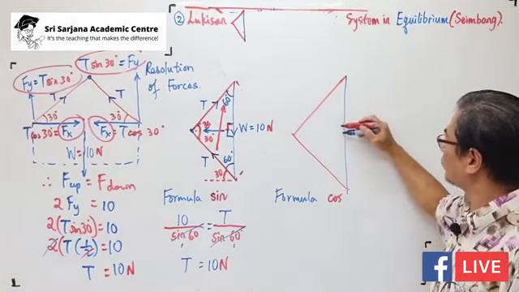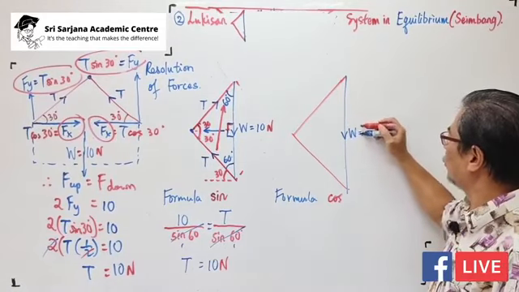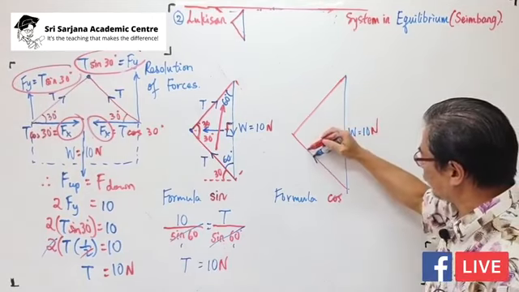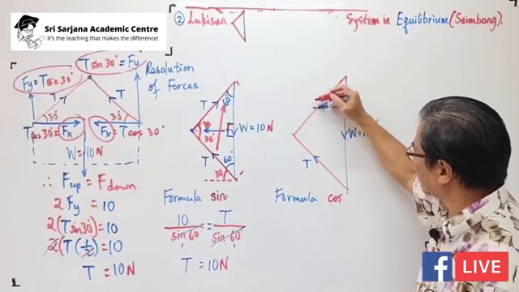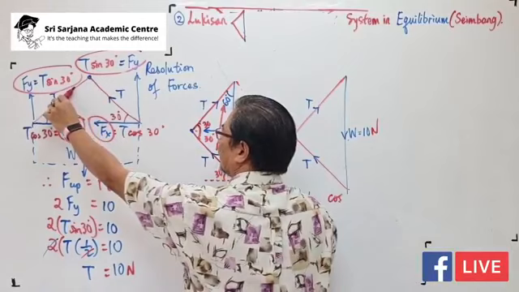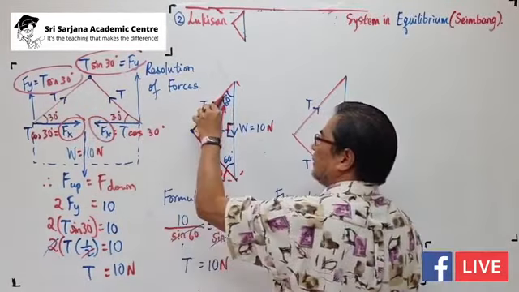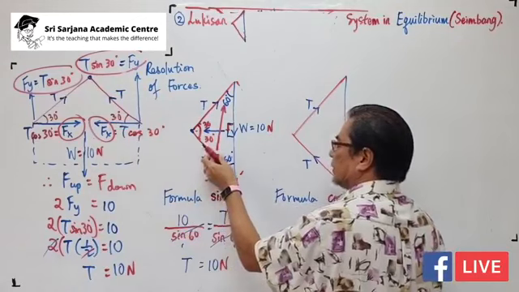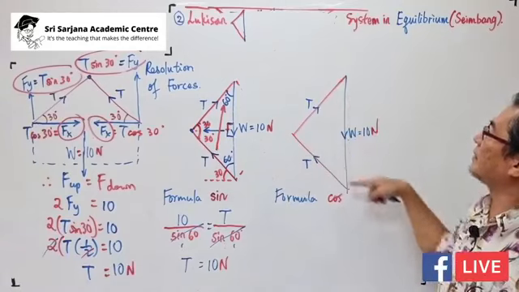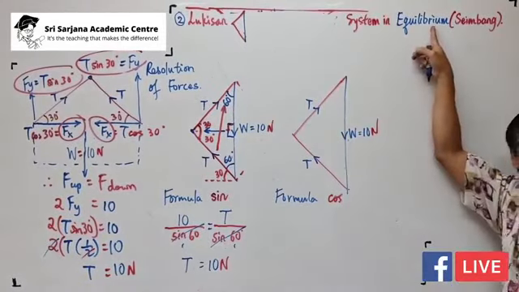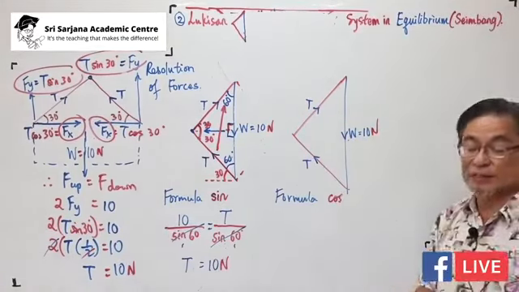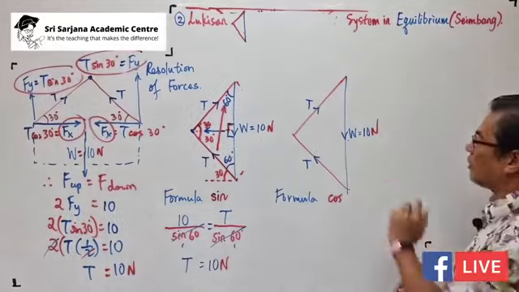One more thing I need to tell you. When you see the arrow W weight going down, and T going up, and another T here also going up, remember, this T actually is this T. If you see the triangle with the arrows going around, that means the system is in a state of equilibrium. Keadaan keseimbangan dicapai bila anak panah dalam satu segitiga yang berterusan. So formula cos, what do we do?